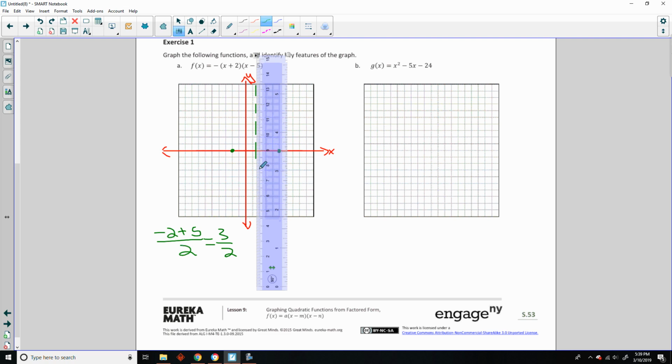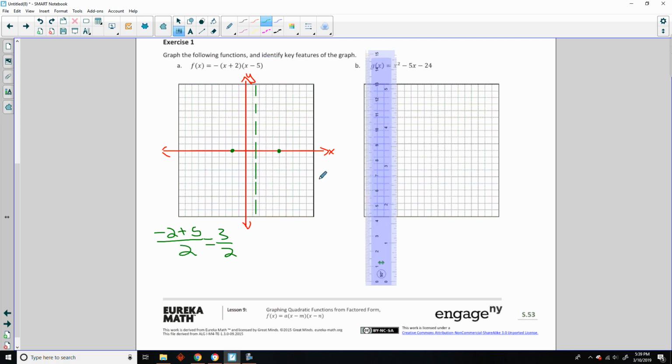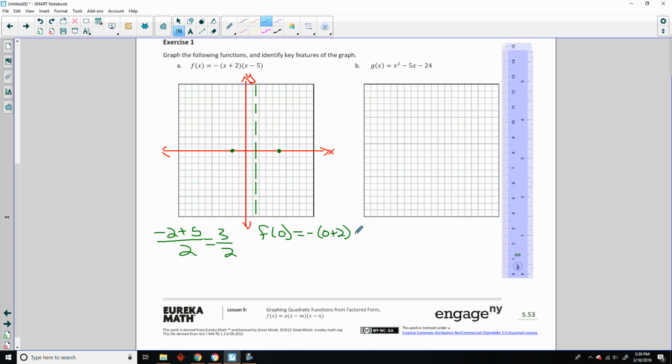I'll make it dashed. That is my axis of symmetry. And if I find one more point by substituting in, let's see what the value would be at 0. If I substituted in 0, I would have 2 here. And if I plug 0 in here, I'd have negative 5 there. So I'd have f of 0 equals negative 0 plus 2 times 0 minus 5. So you substitute a value in and find the y value. So we get negative 2 times negative 5. So f of 0 equals 10.